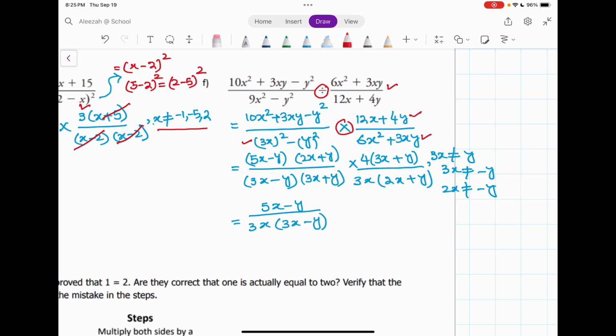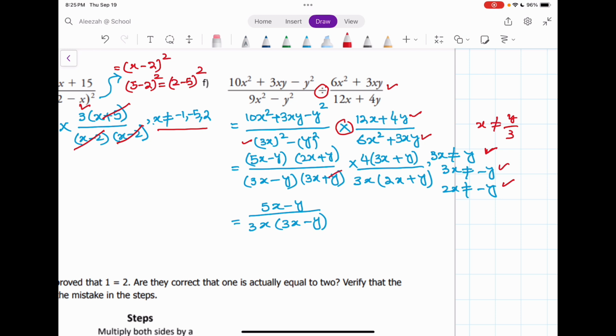Once I got that, I will write all my restriction, right? It's fine if you just write 3x is not equal to y. You can write it as x is not equal to 3y over 3, but this also fine. I mean, you can just write 3x is not equal to y. And now I cancel out whatever is the common factor.